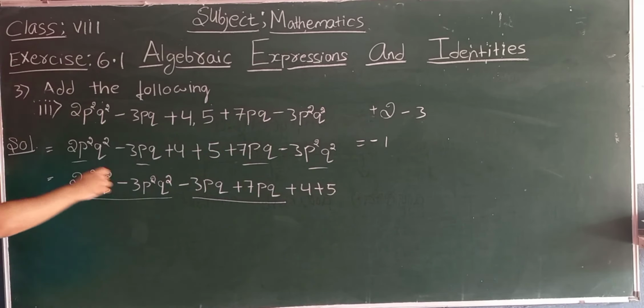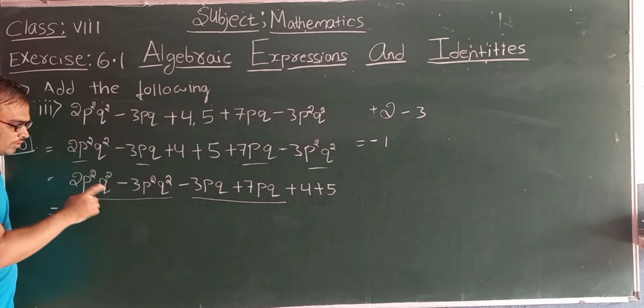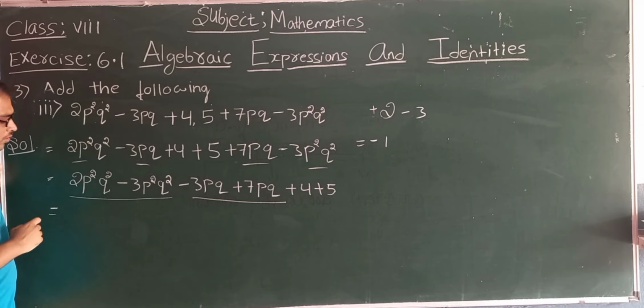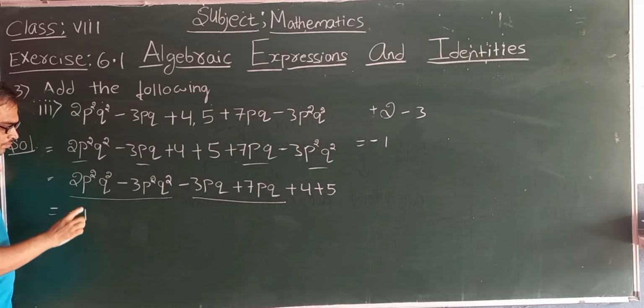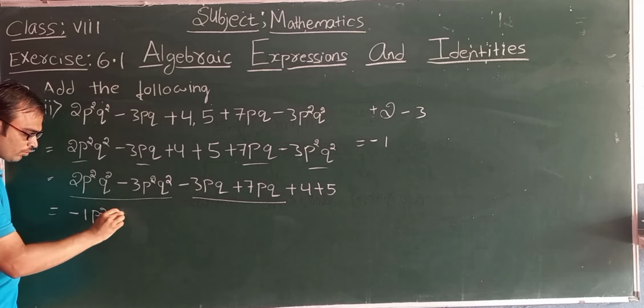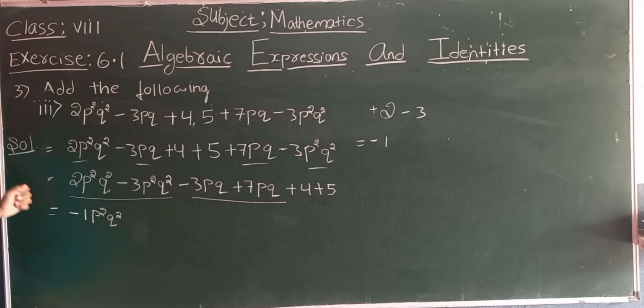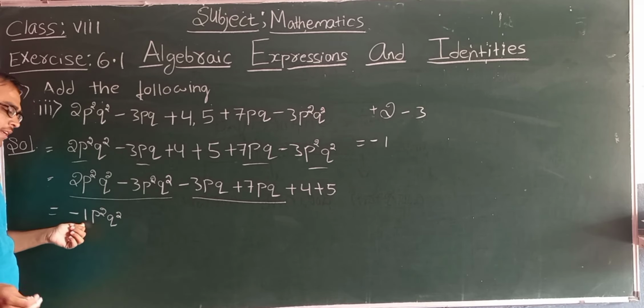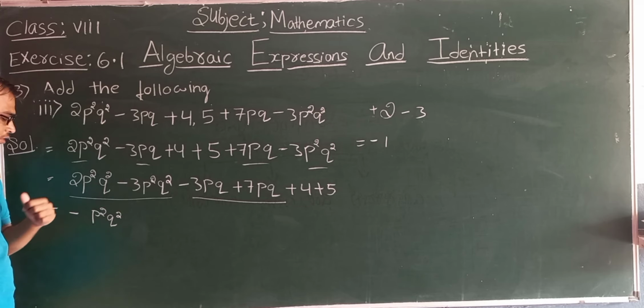Okay, so look here. Here also there is minus 1, no? So here you need to write minus 1, and what is this? P square Q square. If you want, you can write 1, or else you can just erase it. So you can write directly minus P square Q square.